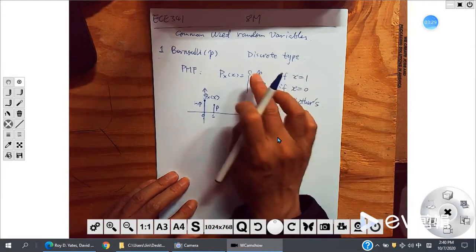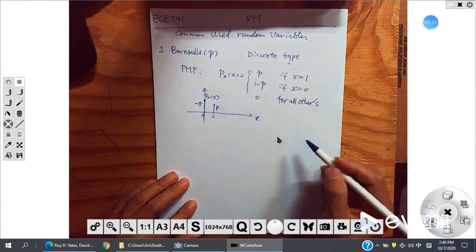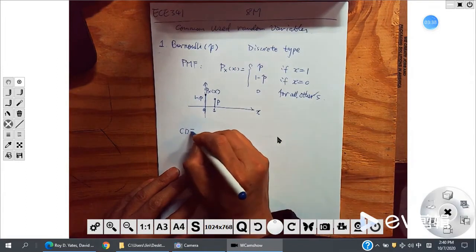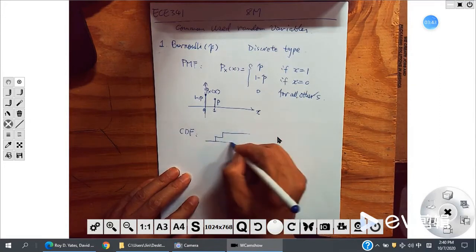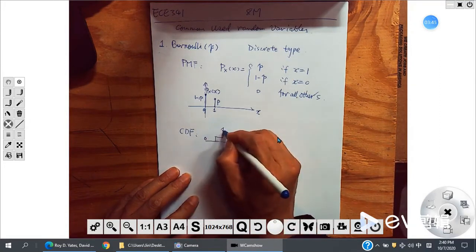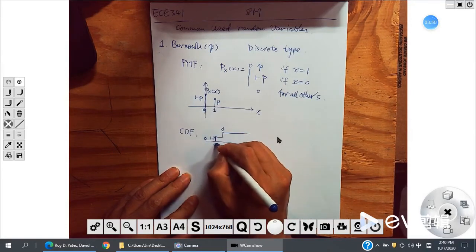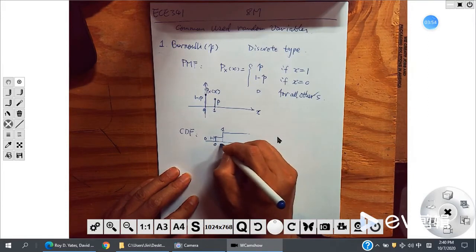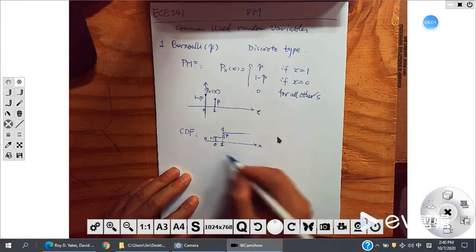For continuous type random variable, you need a PDF. And we also have the CDF. I don't give the detail, I just give a graph. It looks like this. Here will be 0, here will be 1, and here jumps 1 minus p at x equals 0, and at x equals 1 you have another jump, the value is p. So this is the CDF.